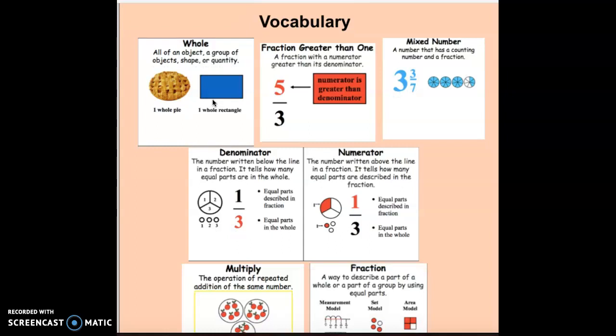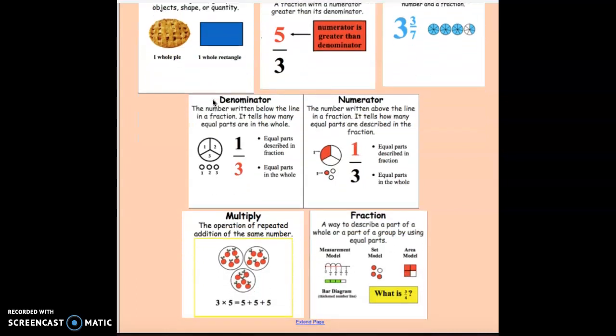Some vocabulary that we want to have in mind is whole numbers, a fraction greater than 1, which is also known as an improper fraction, mixed numbers, denominator, numerator, and then of course we're going to be multiplying fractions.